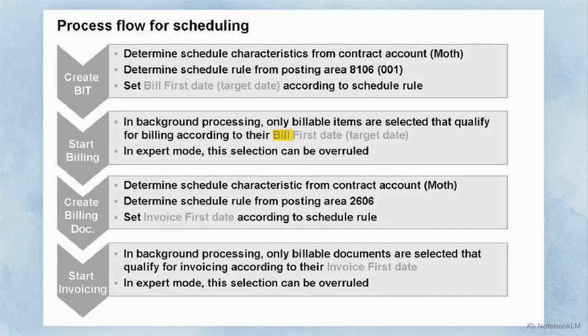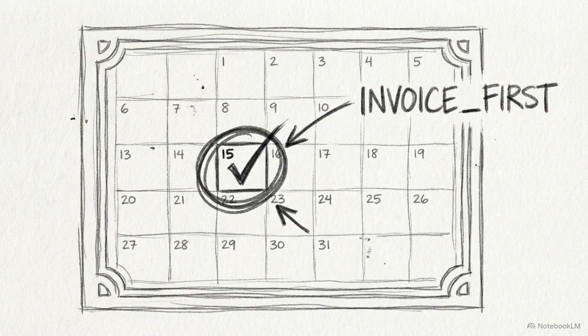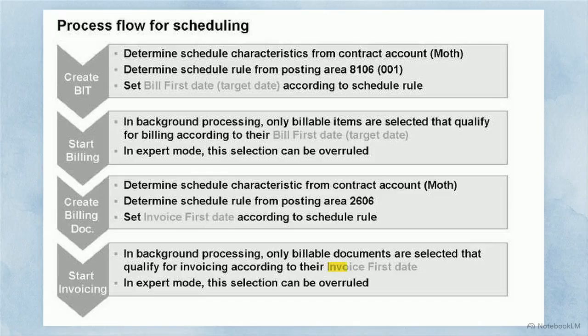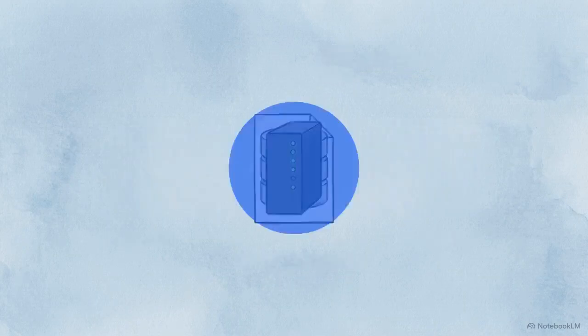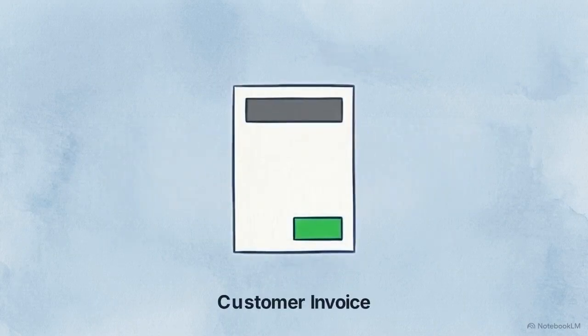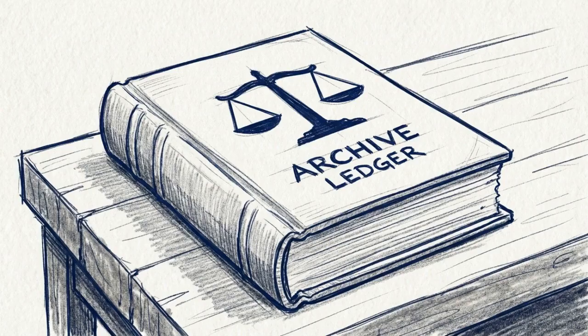After creating the bit and executing the billing run based on the bill first date, the billing document's creation triggers a second schedule determination via posting area 2606. The system now sets an invoice first date, representing the invoicing target date. The consolidated billing document remains in a holding status until this invoicing target date is reached. When the invoicing run triggers, the billing document is merged with other source documents to generate the customer invoice and post a receivable to the FICA ledger.